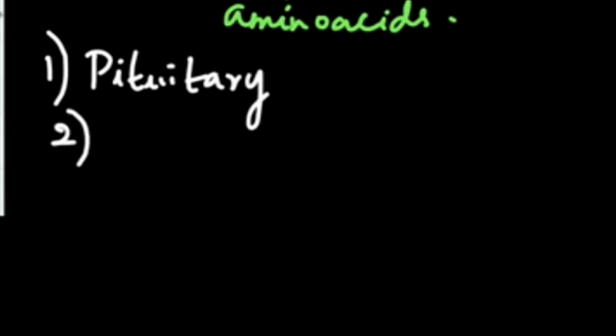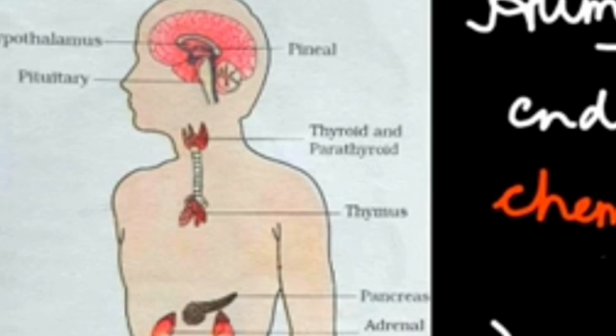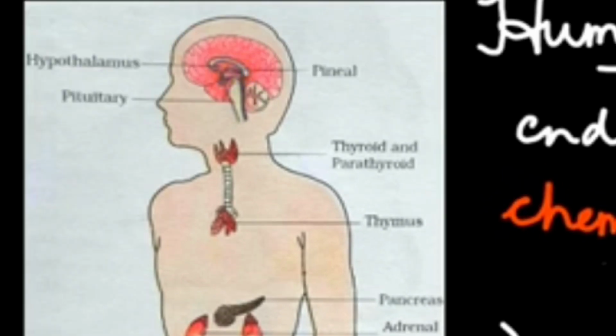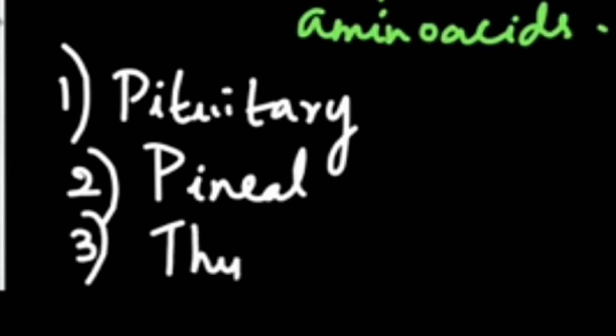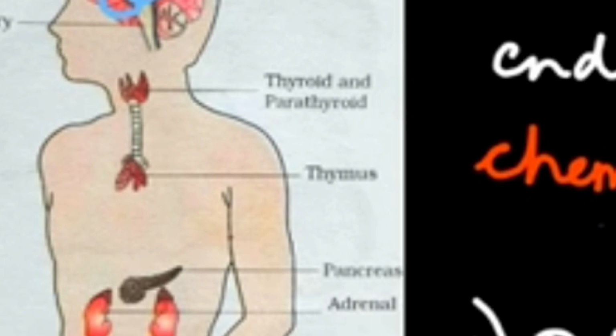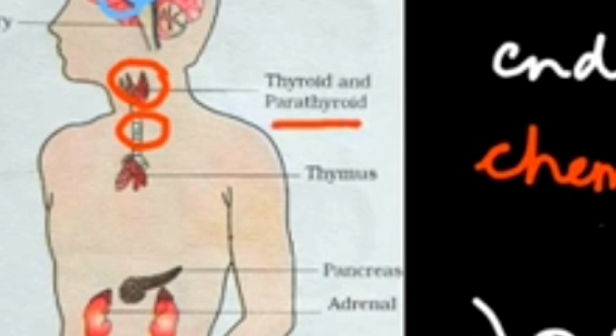Then the second, we can see the pineal gland. It is also part of the brain. The pituitary gland is connected to the hypothalamus, and here is the pineal gland. Then the third comes the thyroid gland. The thyroid gland can be seen on either side of our trachea. So this is the trachea, and here we can see the thyroid gland. On the dorsal side of the thyroid gland, parathyroid glands are also present. So the fourth gland is the parathyroid gland.